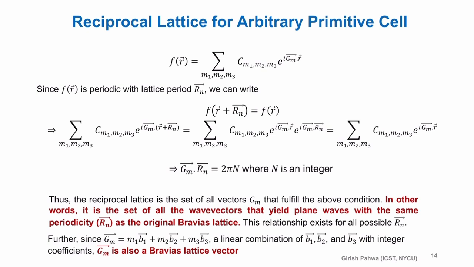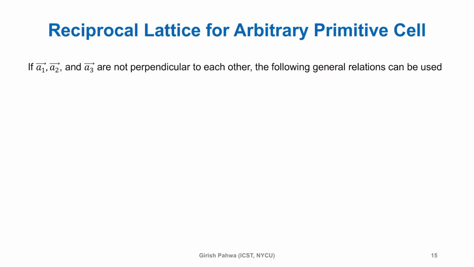Okay, what if we do not have a1, a2 and a3 mutually perpendicular to each other? So then what do we do? For that, we have some formulas that we can use. I again won't derive them, but we are simply going to make use of these. So if a1, a2 and a3 are not perpendicular to each other, the general relations are this.